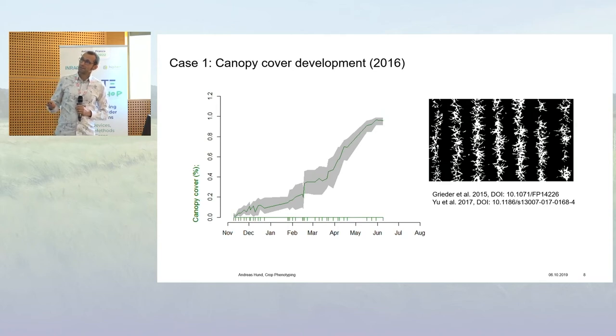Starting with this canopy cover development, we actually can ask the question, what is happening? And this is data from 2016. So you have this dynamic development over time, and you actually can ask the question, what happens during that time? What is this dip here? What is happening during that phase where this phenotypic variation, this is just phenotypic data from these plots, is varying most? And what is the slope here? What is the difference here? And so on and so forth.